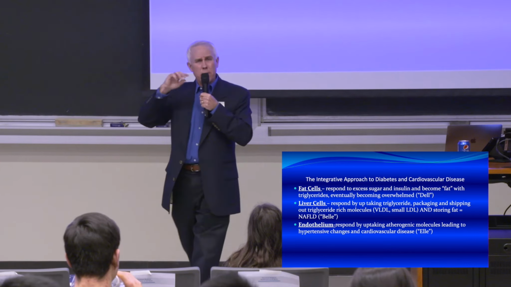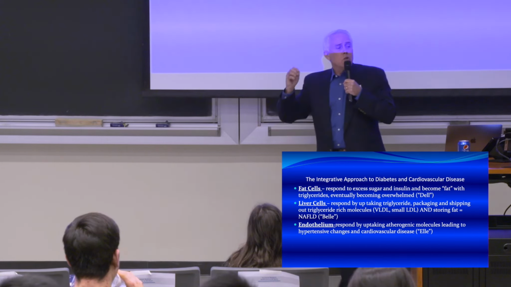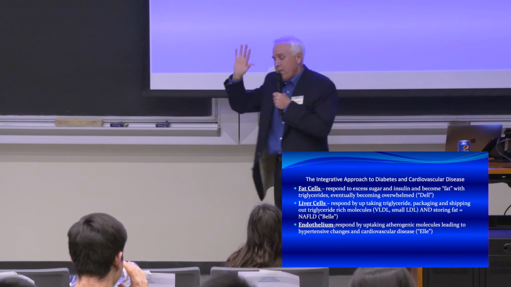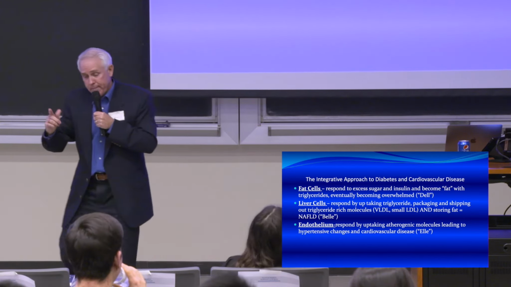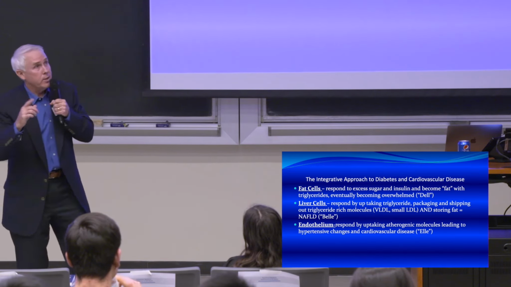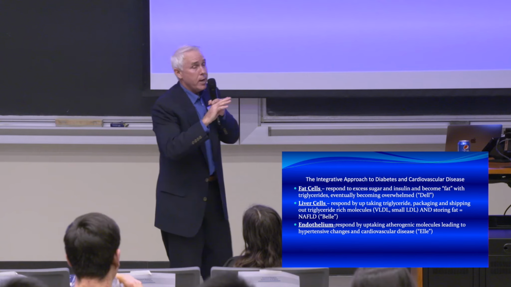So now your blood pressure is going up. See how this is tying together again? So Del has another friend. Okay, now, they don't like me talking about this, but Del's friend was his girlfriend, and she lives up in the liver, and her name is Belle.